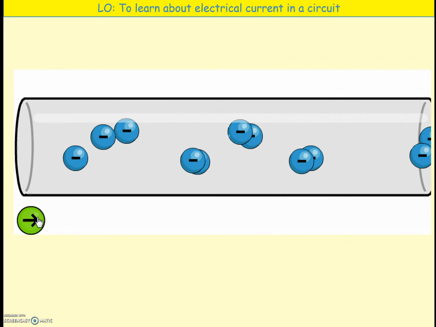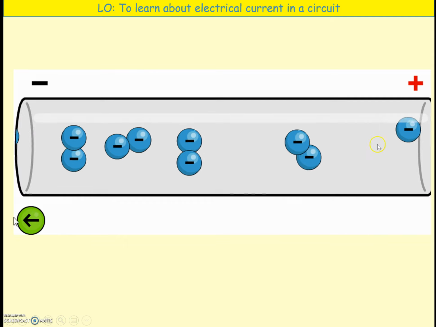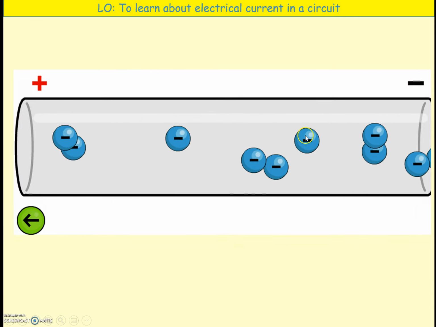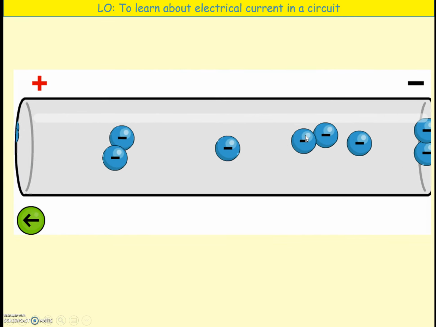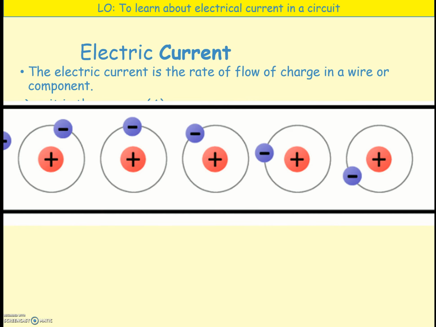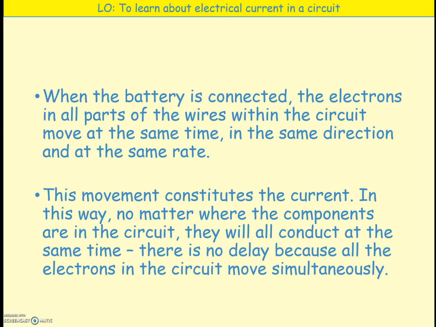So we can see that the electrons are passing along the wire and there will be both positive and negative charges. So the electric current is the rate of flow of charge in a wire or component. When the battery is connected, the electrons in all parts of the wires within the circuit move at the same time, in the same direction, and at the same rate. This movement constitutes the current.